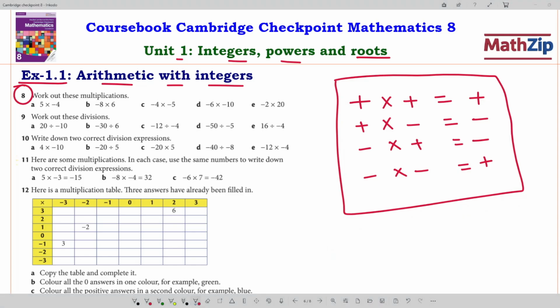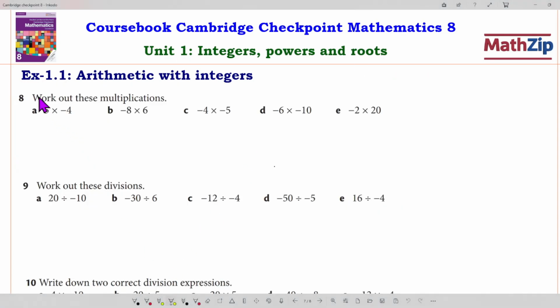Let's start. Question 8. Work out these multiplications. We know number tables, like 5 times 4 is a simple thing, 20. But 5 times minus 4 will become minus 20, right? Because this 5 is positive and this 4 is negative. So minus and plus, once we multiply, it will become minus.